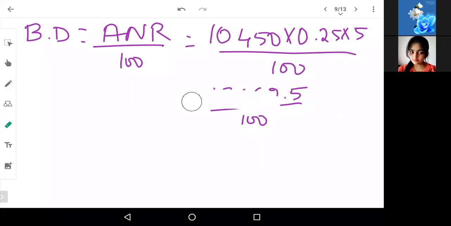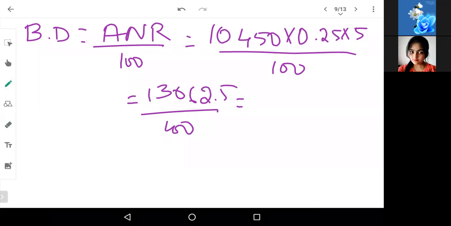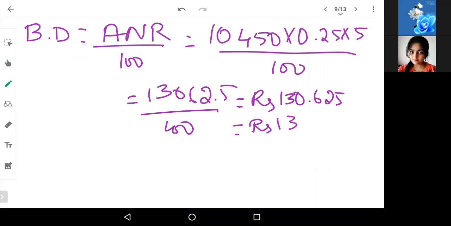Let me write it a little on the other side. 13,062.5 by 100 will give you 130.625. Now if you see, it is more than 6 after the decimal. Now you can round it off to 131. But in the previous one where you had 0, there you cannot round it off. So here you can just write it as rupees 131.